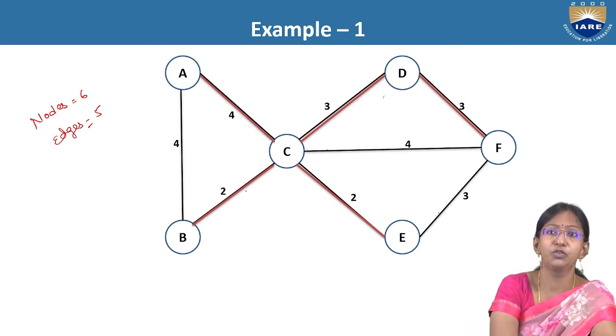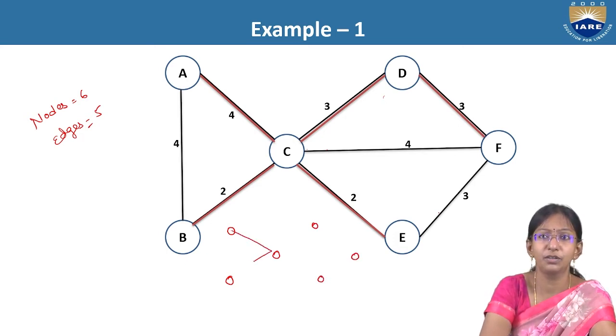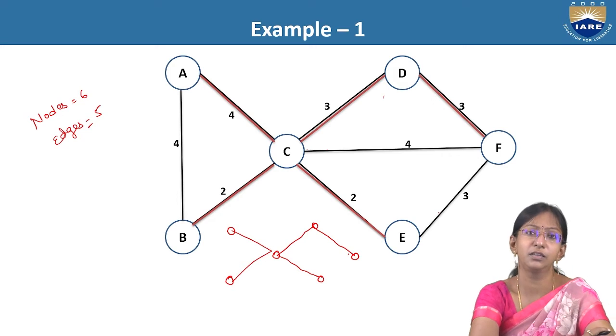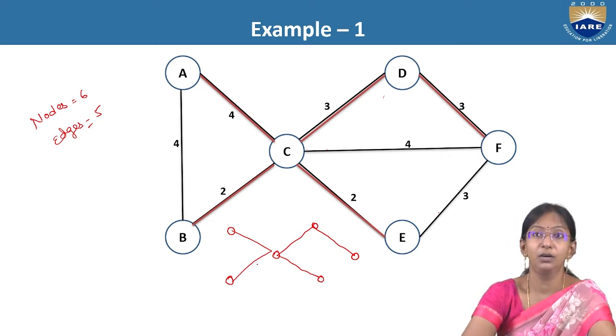Have a look at this picture. I'll remove this and try to redraw. These are the nodes and the spanning tree which I have constructed looks like this. This is the spanning tree. So how many edges are there in this one? 1, 2, 3, 4, 5.